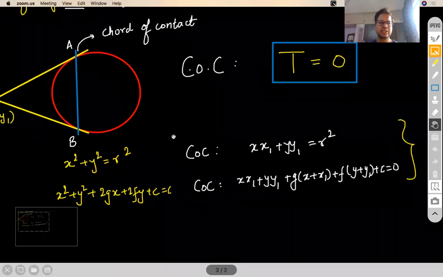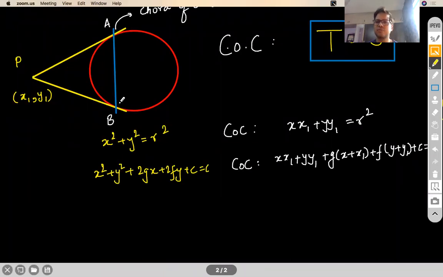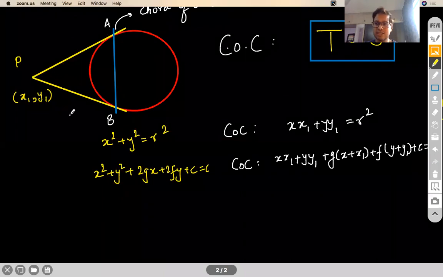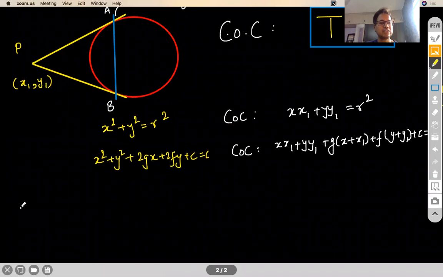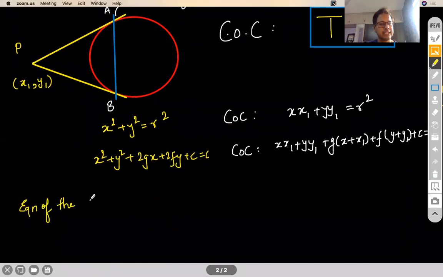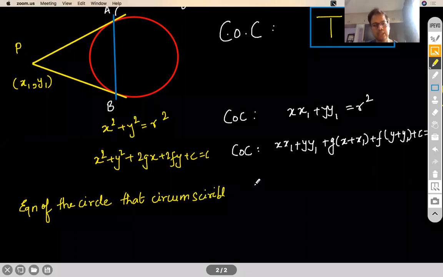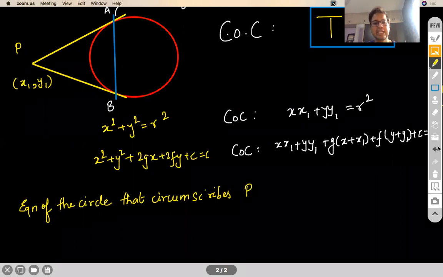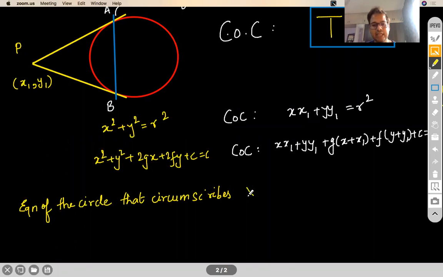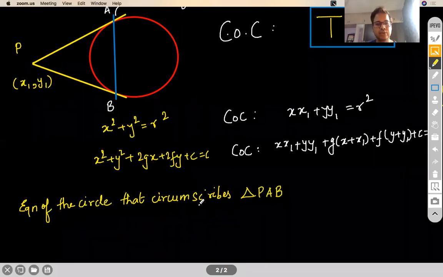One common question, in fact a few common questions that come with respect to chord of contact is, number one, if I draw a circle which circumscribes P, A, and B. Let me write it down. What is the equation of the circle that circumscribes P, or you can say triangle PAB? Triangle PAB. How would you find out?